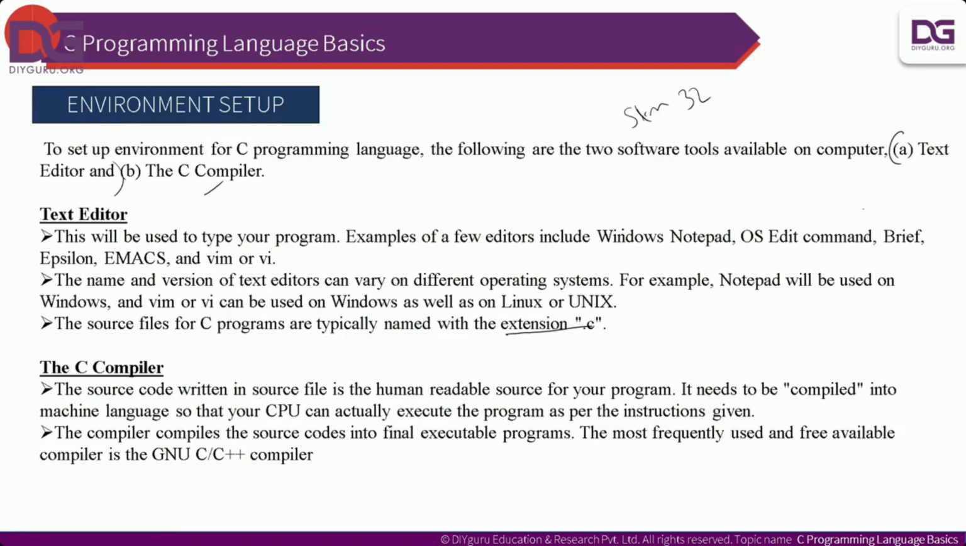Then this code should be given to your compiler. The compiler will translate your human-written code to machine language, so that your CPU can execute your program. Here we use MinGW, which will be your C compiler.